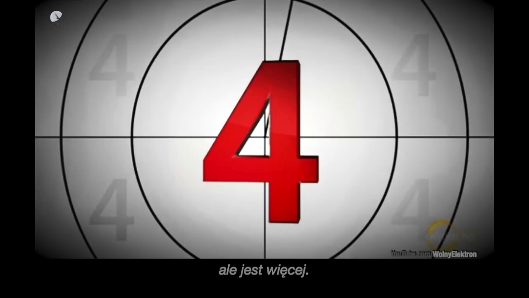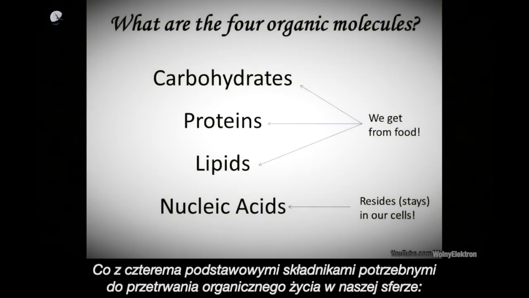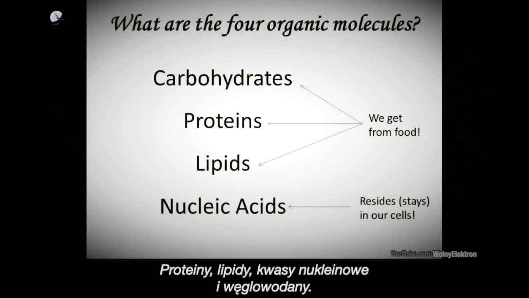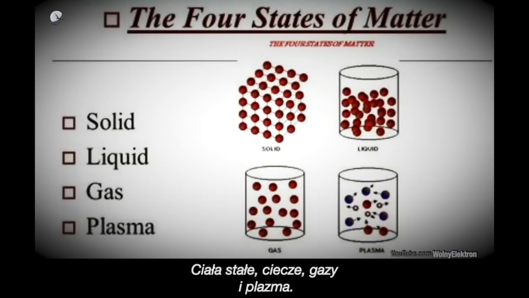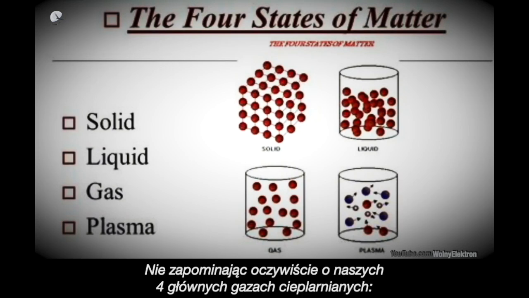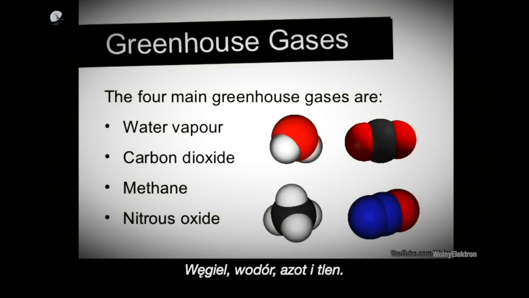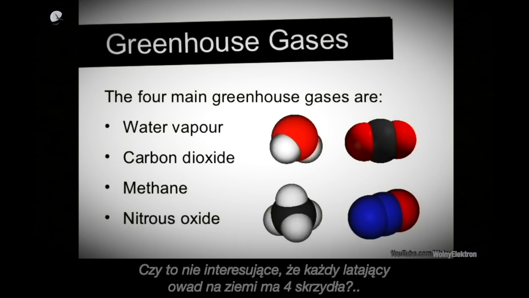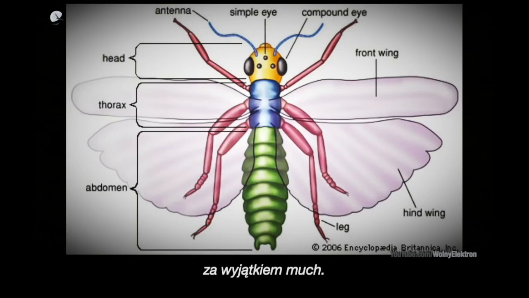But there's more. What about the 4 base components needed for organic life to survive within our realm? Proteins, lipids, nucleic acids and carbohydrates? Or our 4 base states of matter: solids, liquids, gases and plasma? Not forgetting, of course, our 4 main greenhouse gases: carbon, hydrogen, nitrogen and oxygen. Is it not interesting that every single flying insect on earth has 4 wings? Except for flies, that is.